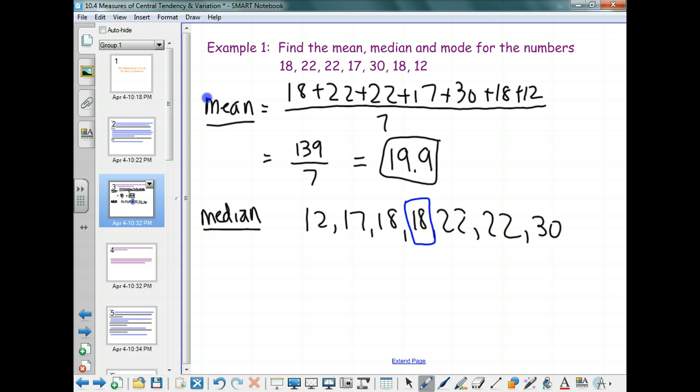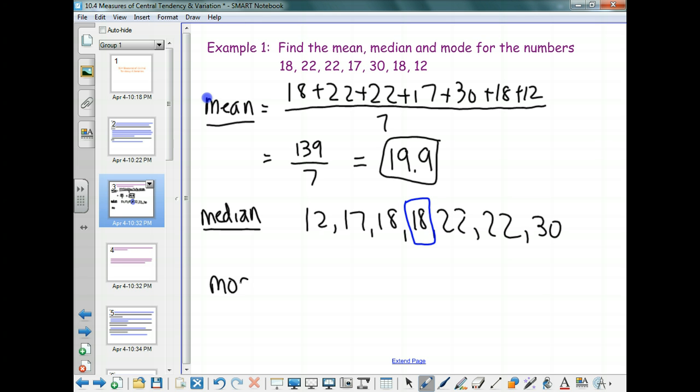Okay. Now let's just say for a moment, let's pretend that the 12 was not in the data set. If I did the same thing, the 18 and the 22 here would both be in the middle, and then what would I do? Divide by 2. Add them together, divide by 2, and I'd end up with 20. Good. All right, the last one is the mode, and what do you notice about mode for this one?